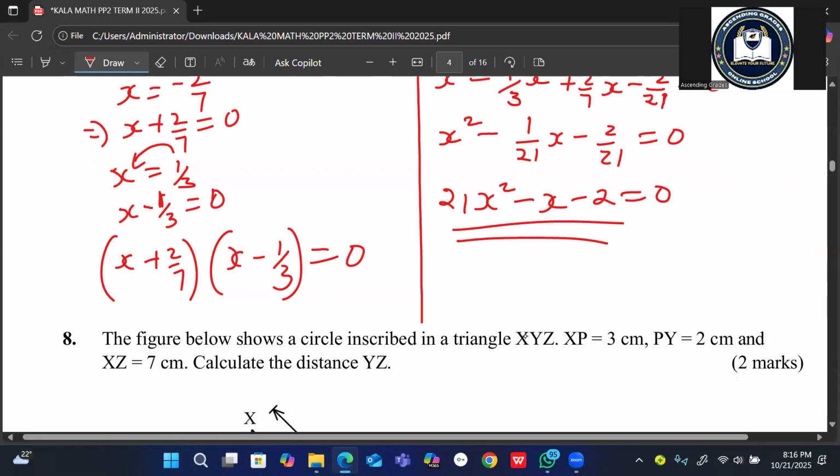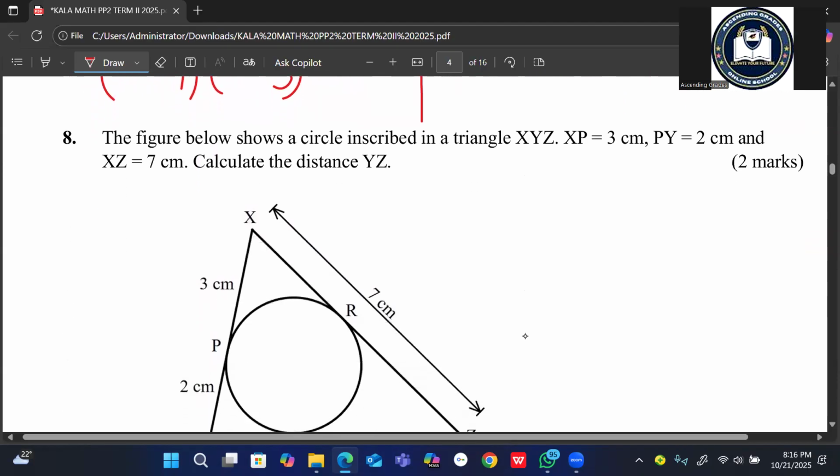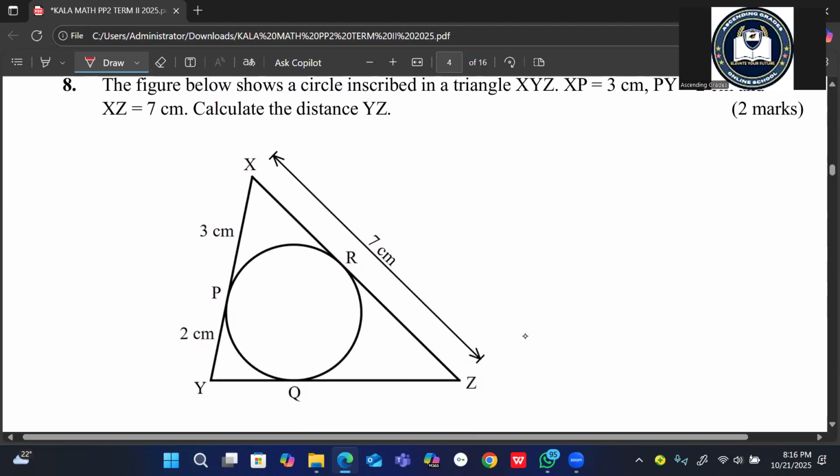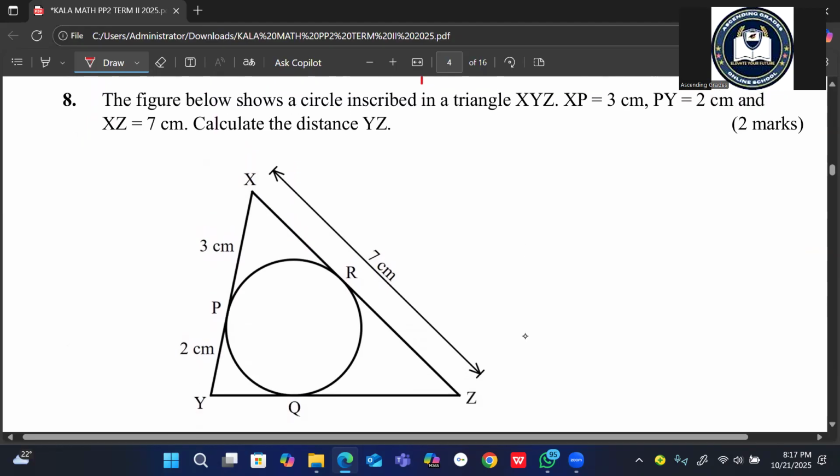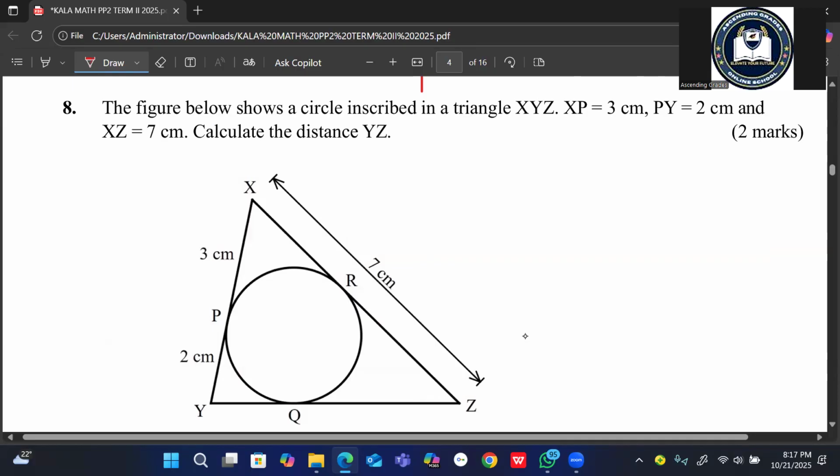From there we go to number 8, and it is: the figure below shows a circle inscribed in a triangle XYZ. XP is 3 centimeters, PY is 2 centimeters, and XZ is 7 centimeters. Calculate the distance YZ. So this is the triangle XYZ. XP is 3, as you can see. PY is 2, and XZ is 7 centimeters. Calculate the distance YZ.